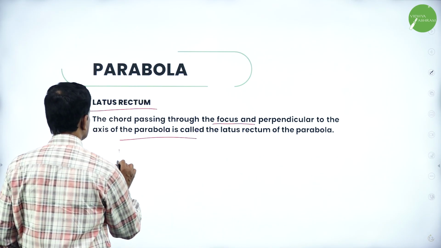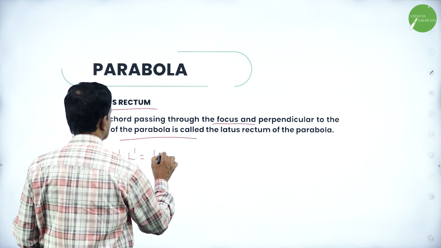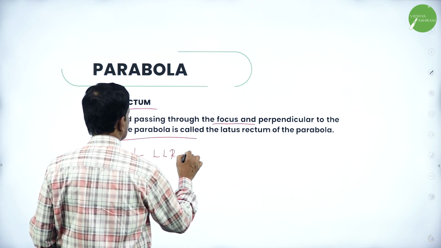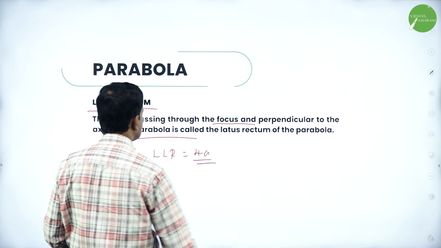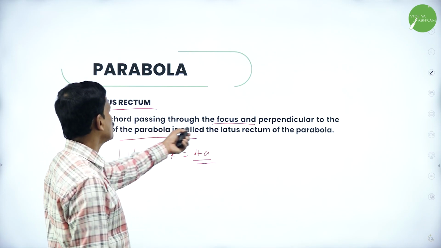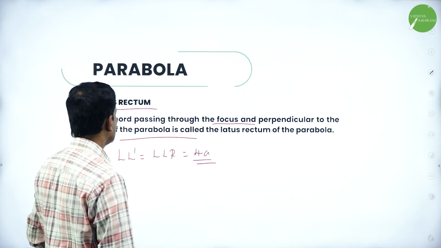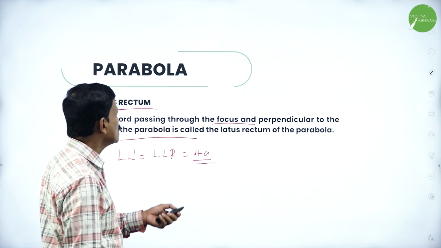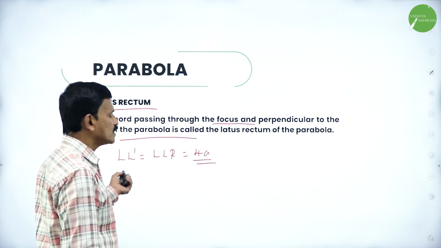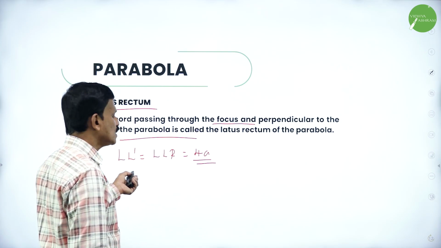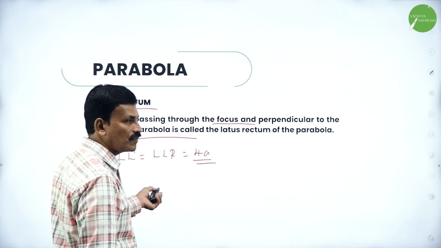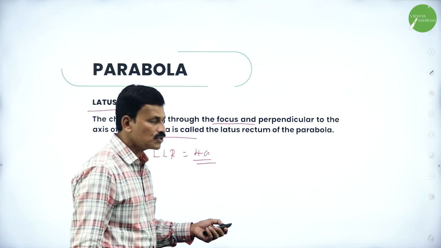So, denoted as LL dash, the length of latus rectum is always equal to a plus a, which is equal to 4a. So the chord passing through the focus and perpendicular to the axis of the parabola is called the latus rectum, and the length of latus rectum LL dash is a plus a, that is equal to 4a.